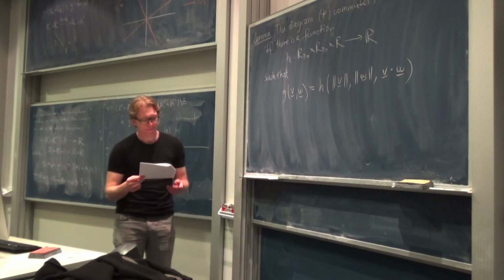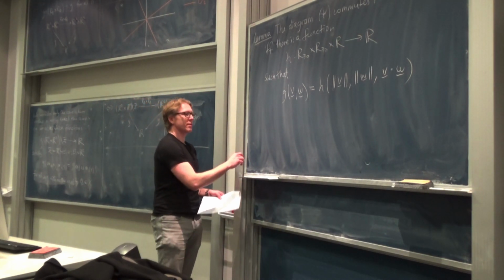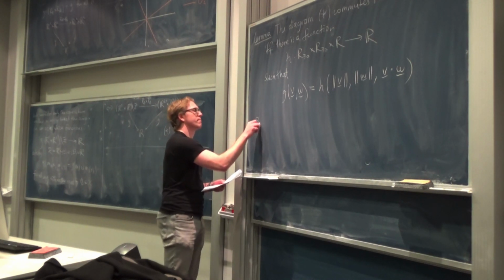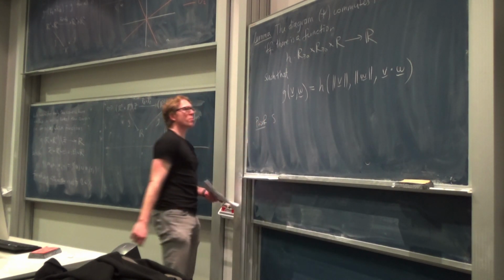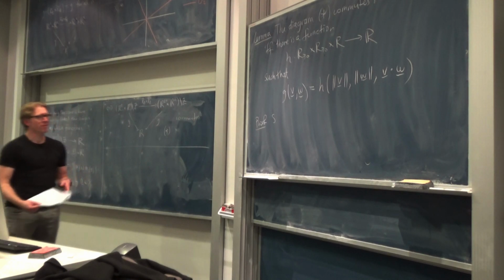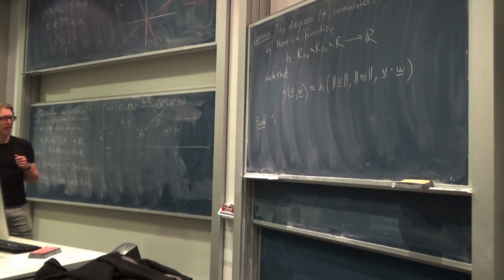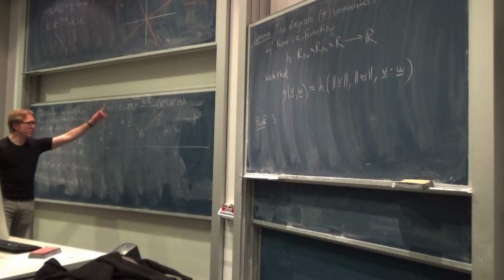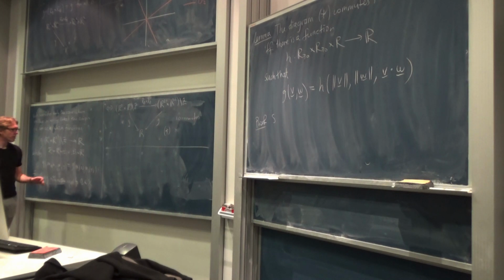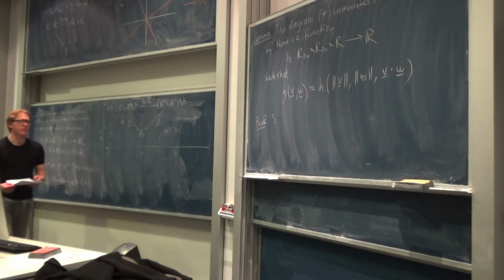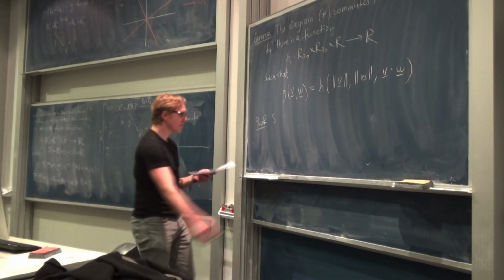Okay, so let's prove this. So we have to prove two things, right? I have to prove, first of all, that if I take any such function h and construct the function on the right-hand side by feeding in the lengths and the dot product, I get a function g which makes this diagram commute. That is, it's coordinate independent. That's just a calculation, so let's do that first.